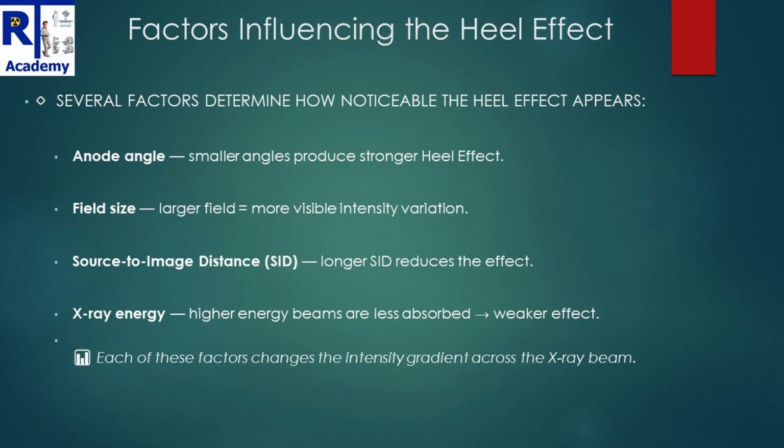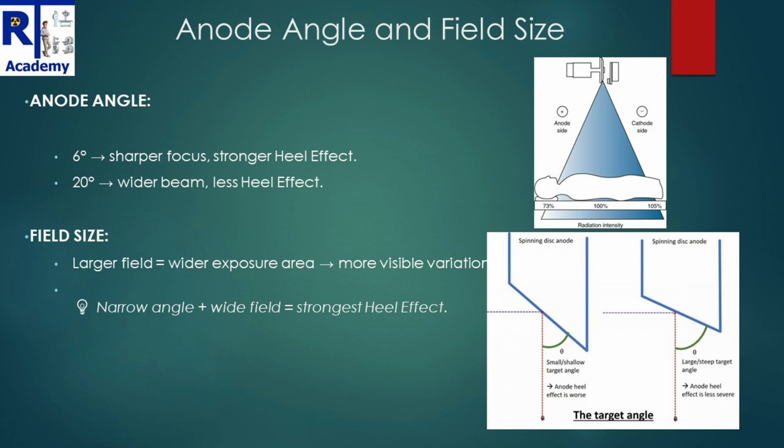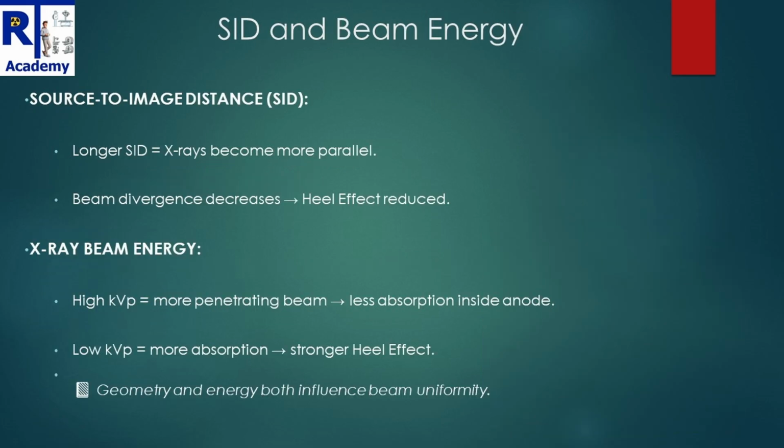Several factors influence how strong the heel effect appears. Anode angle. Smaller angles create a stronger effect. Field size. Larger fields allow greater intensity variation across the image. Source to image distance, SID. Longer distances make X-rays more parallel, reducing the effect. X-ray energy. Higher energy beams are less absorbed, reducing the heel effect.